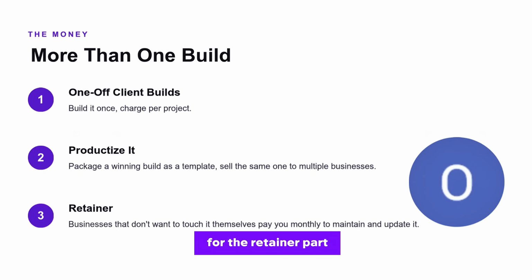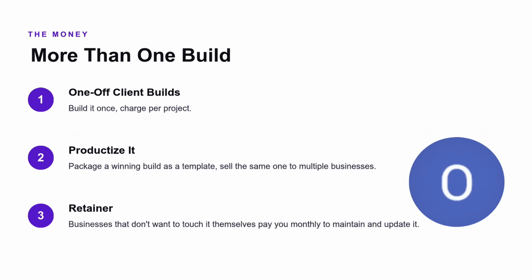Now, for the retainer part, businesses that don't want to do it by themselves come to you. Every month, you can have from like 2 to 5, as many as you can maintain, and help them make updates, change whatever it is that they want to change. So this is how retainer works.